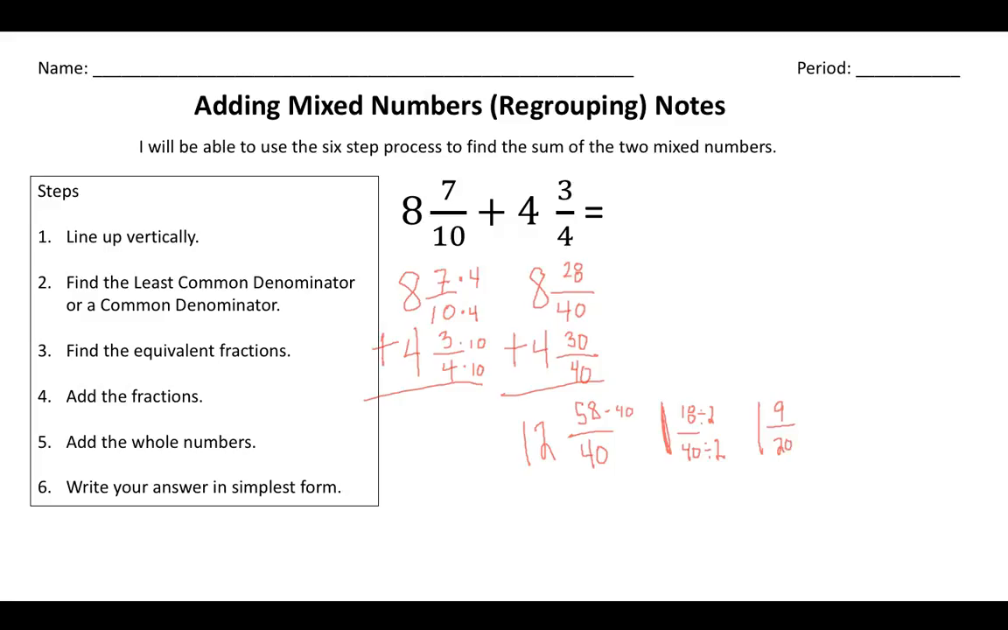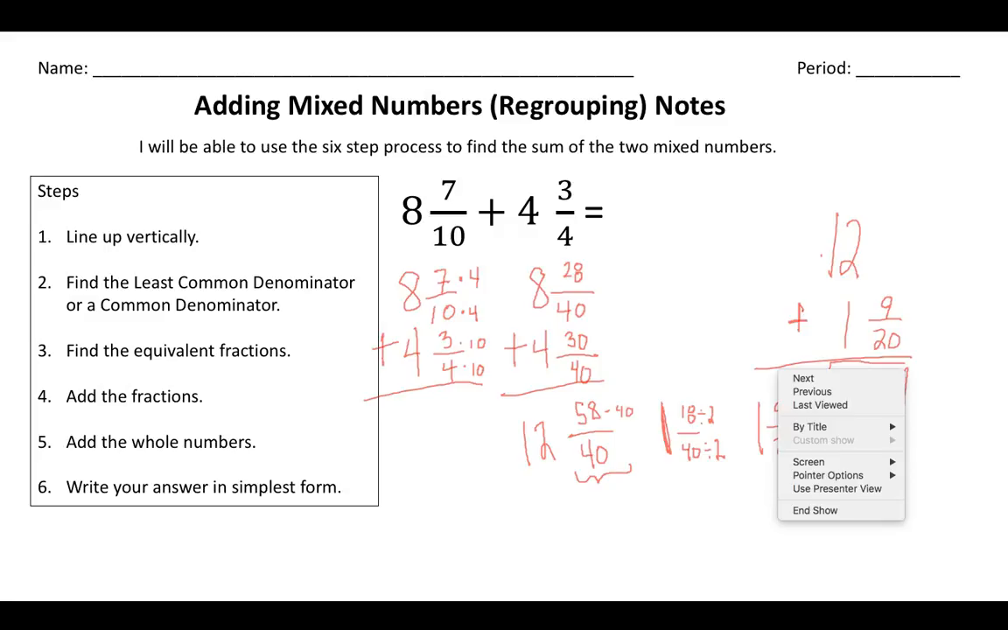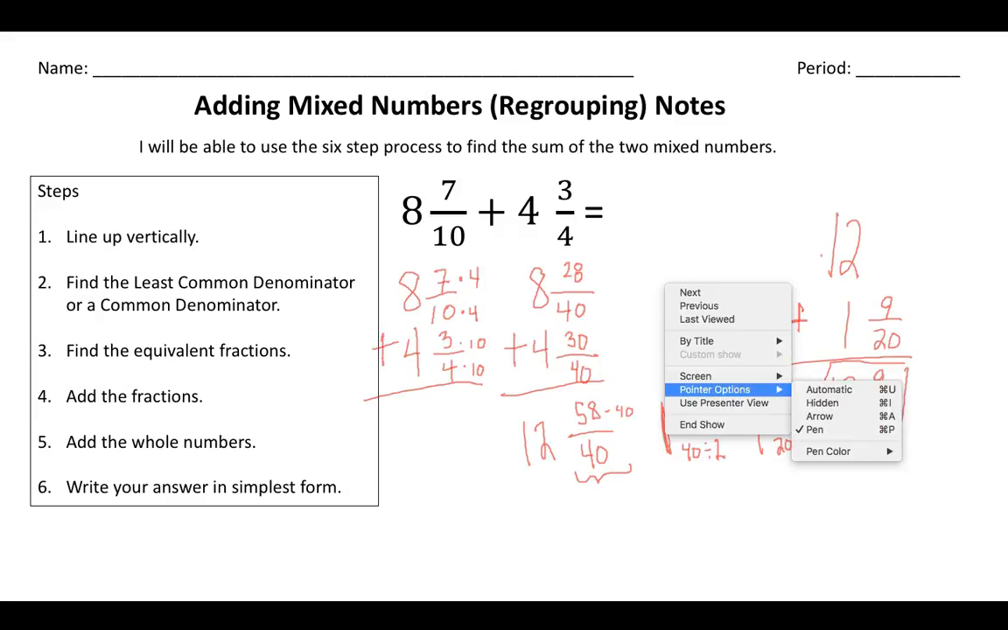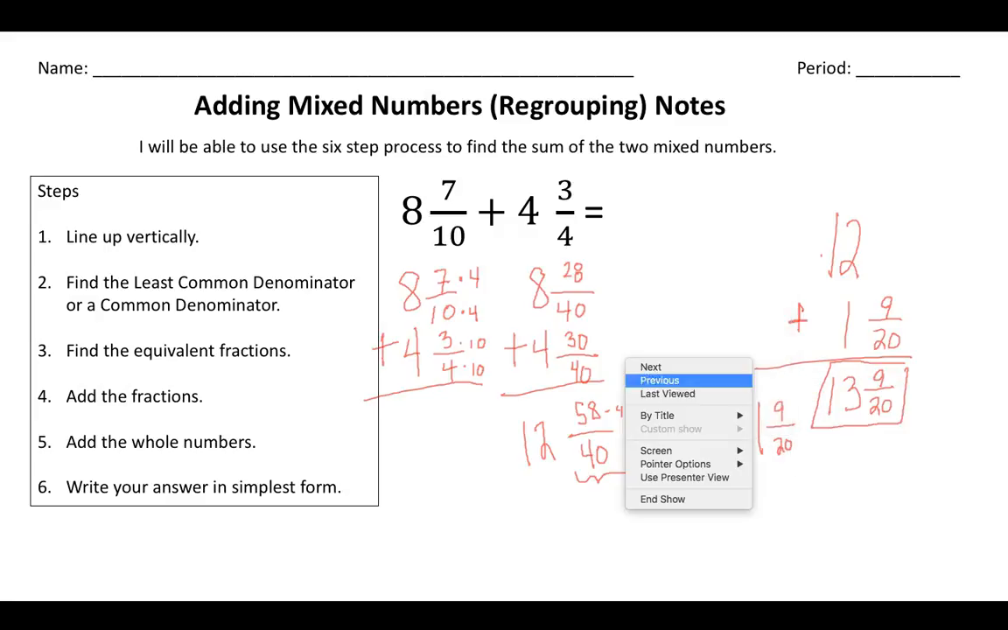So we need to again set up vertically. We have 12, our whole number, because we've only changed our fraction, and we are going to add that to what we regrouped with, 1 and 9/20. So when we add those together, we have 12 plus 1, which is now 13 and 9/20, and that is simplest form. So we can box our answer.